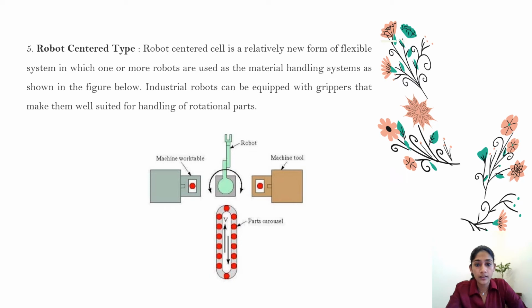Here, as indicated in the diagram below, a robot center type cell is a relatively new type of flexible system in which one or more robots are used as the material handling system. Industrial robots may be fitted with grippers that enable the manipulation of rotating components.